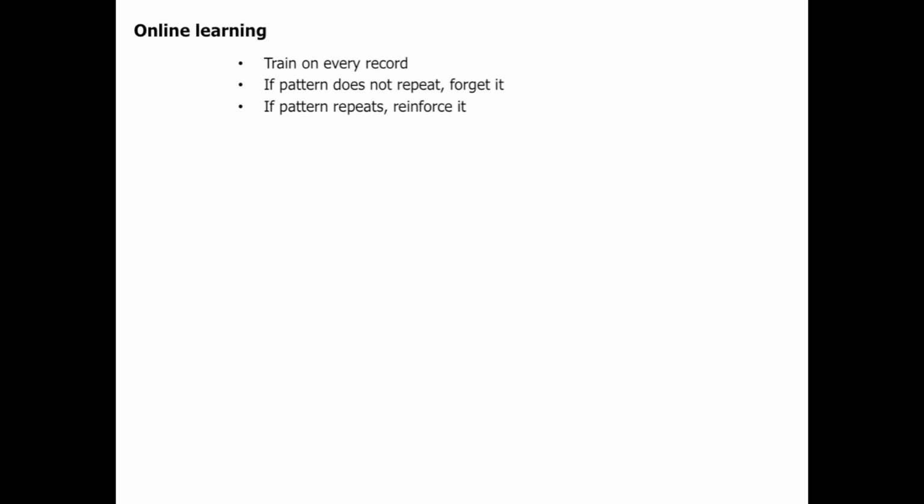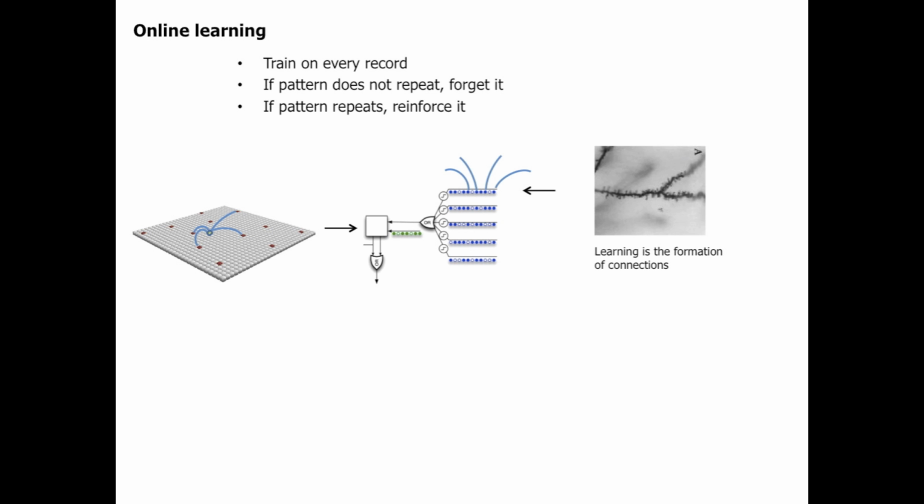You can't wait a while and see if it repeats. So we start learning on every record, and the basic philosophy will be, if the pattern repeats, we're going to reinforce it. If the pattern doesn't repeat, we're going to forget it, and then it'll go away. Again, we're going to use biology for this. Remember earlier we told how a cell would form connections to cells nearby. Those connections are illustrated in the middle diagram here on one of the dendritic segments of our cells. And on the right I'm showing a picture of a real dendrite again.